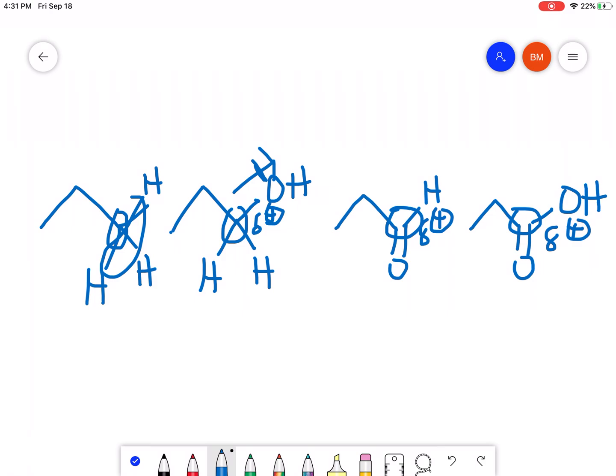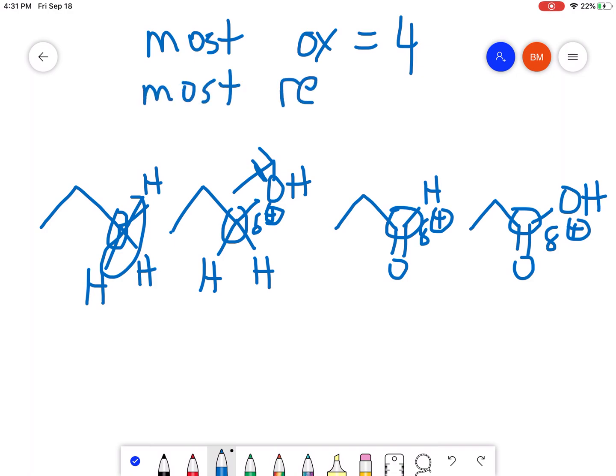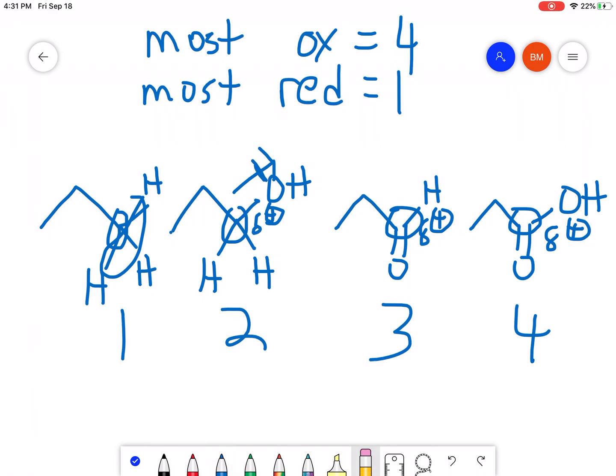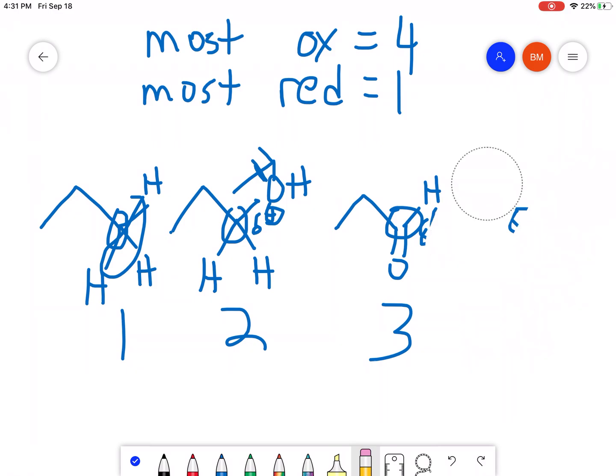So, if we were ranking these, and we said most oxidized equals 4, and most reduced equals 1, it would look like that. Okay? And this is more or less a preview. Having this skill will prove useful in later chapters where you're having to recognize whether over the course of a reaction you've oxidized something or reduced something. So, not necessarily in terms of transfer of electrons, but in terms of changes of electron density. Okay?